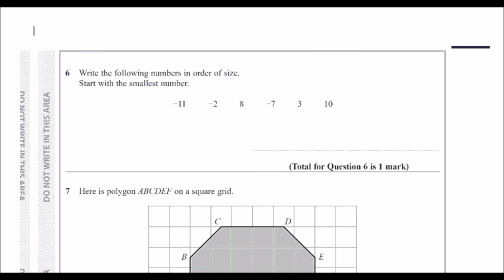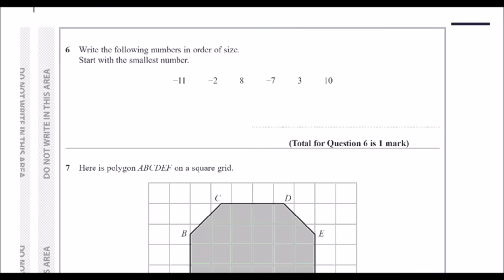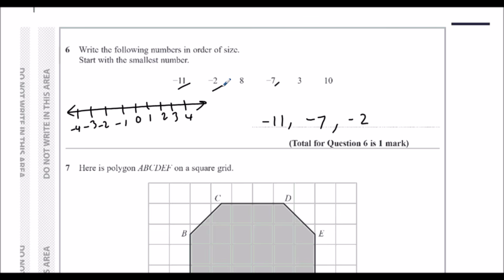Question 6. Write the following numbers in order of size. Start with the smallest number. So when we have a number line, the smallest numbers are actually the biggest negative numbers. So the biggest negative number is the smallest one. That's negative 11. Then we have negative 7, negative 2. And then into the positive numbers, 3, 8, and 10.